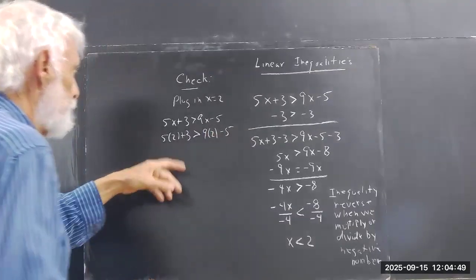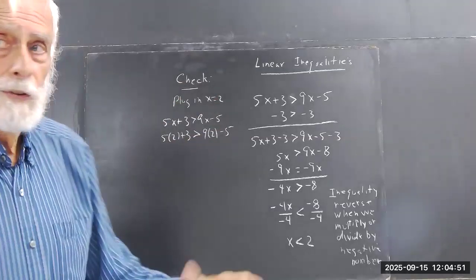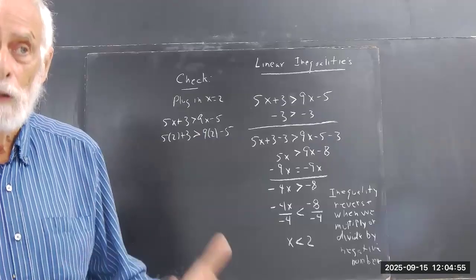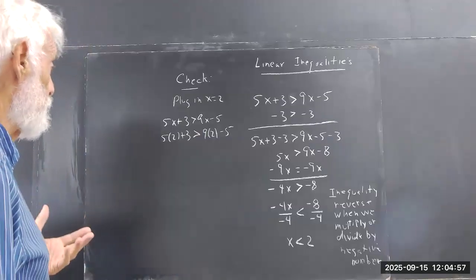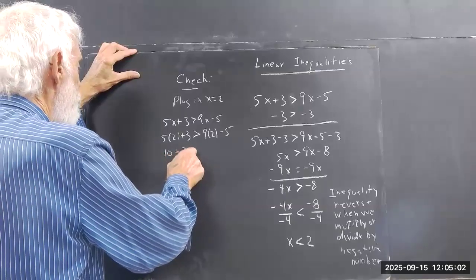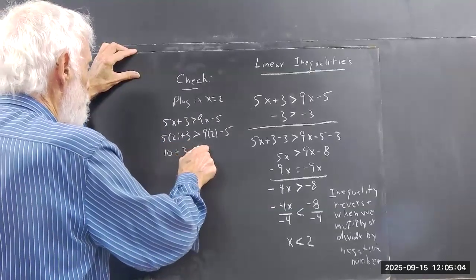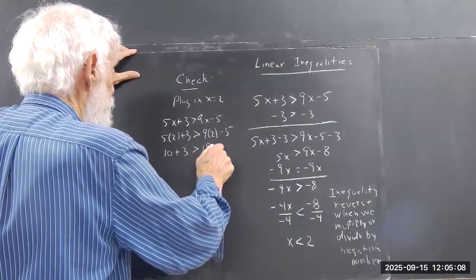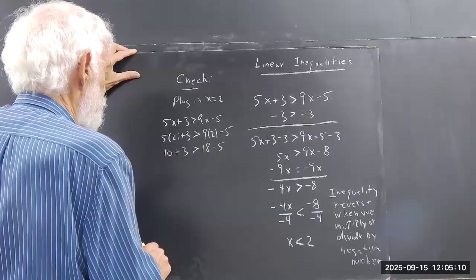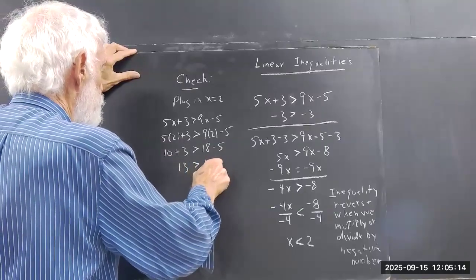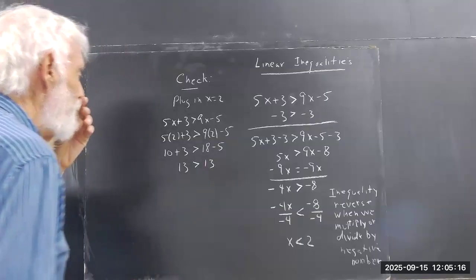Now, many of you wanted to then subtract 3 from both sides or something like that. Well, I'm glad you're in the habit of thinking about that, and you've done it correctly, but it's much simpler than that. 5 times 2 is 10, so we have 10 plus 3. Is that greater than 9 times 2 minus 5? Well, that's 18 minus 5. This side comes out 13, and this side comes out 13.